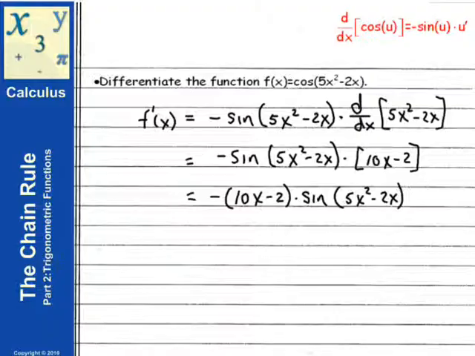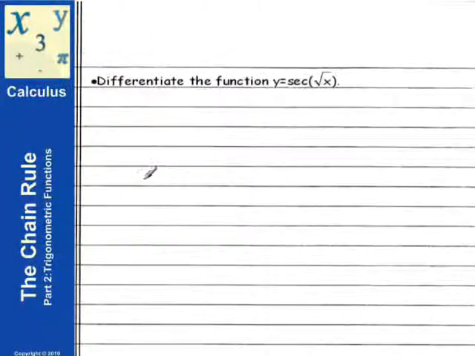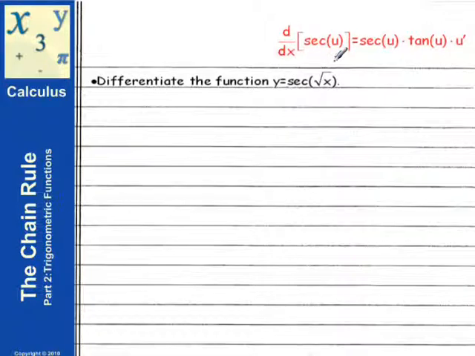And we'll look at another problem. In this example, we're to differentiate the function y equals secant of the square root of x. And because this is not just the secant of x, once again, we have to use the chain rule. So as we prepare to use the chain rule, let's see if we can remember. Oh yes, the derivative of the secant of some expression in x is secant of u times tangent of u, then times the derivative of u.